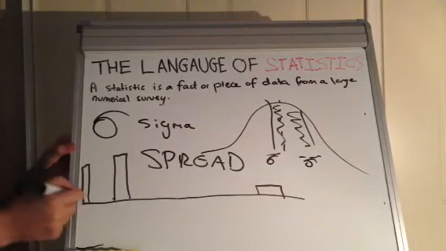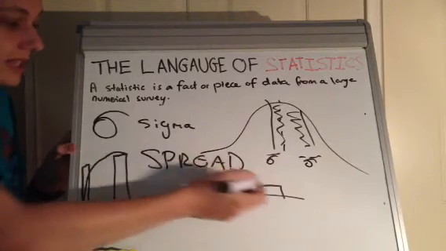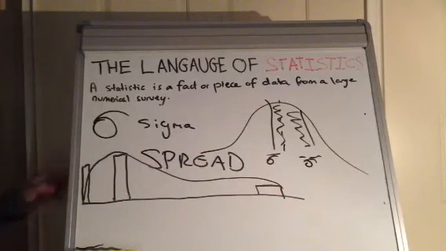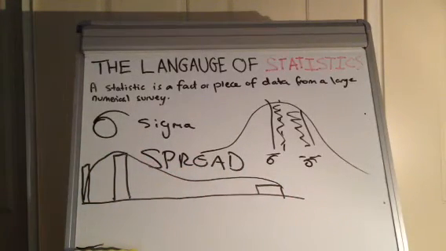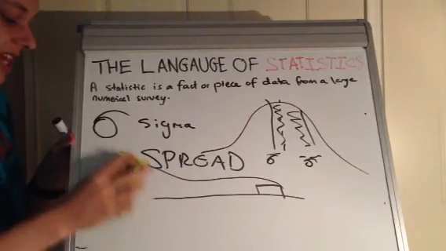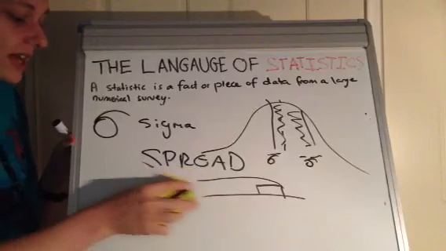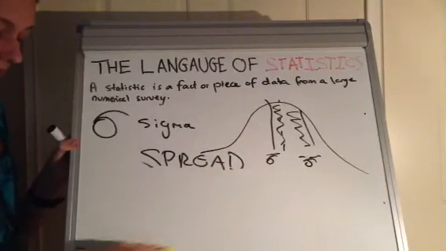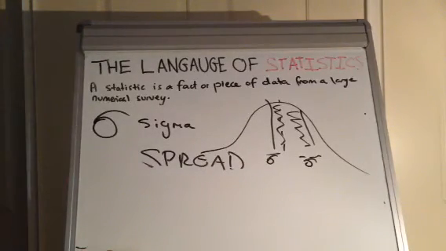We need an idea of the spread of data in order to really tell what this actually means in terms of a statistic. And the spread is given by this thing called a standard deviation. I won't go through how to calculate it mathematically in this video, but it is important because it tells us how the data is spread out from a data set.